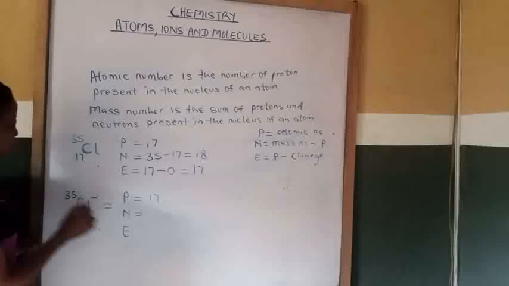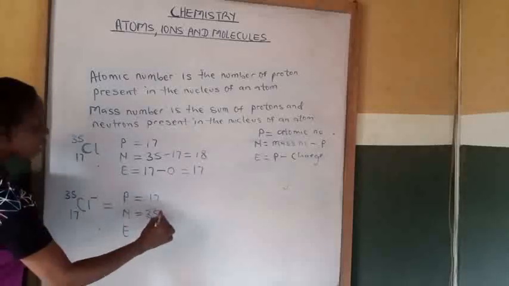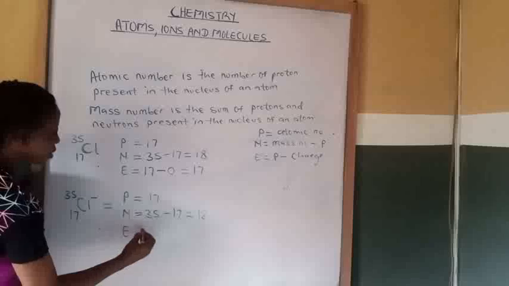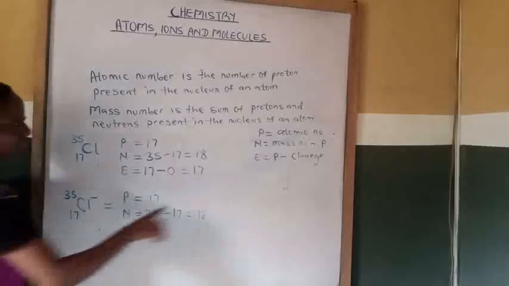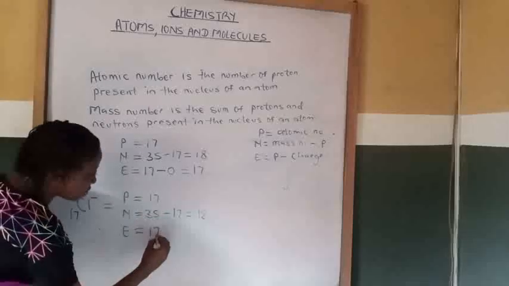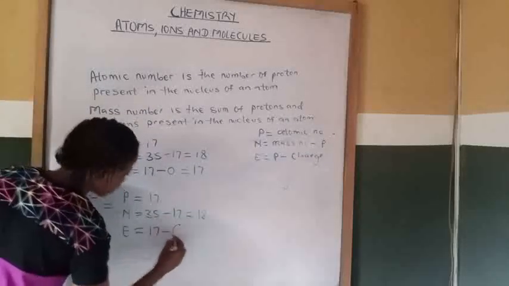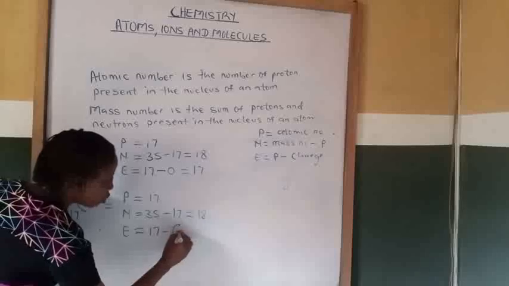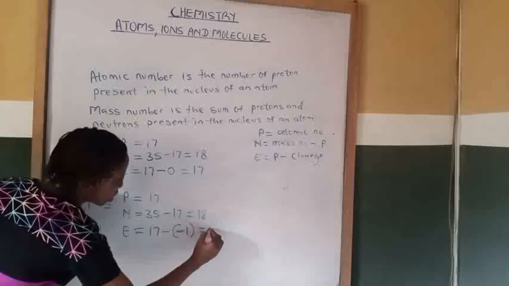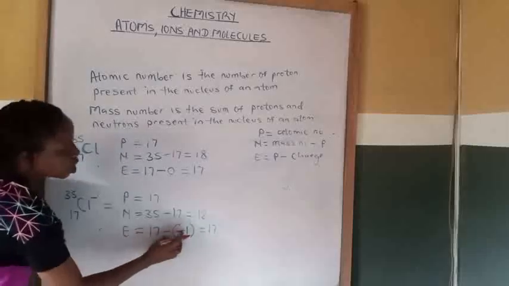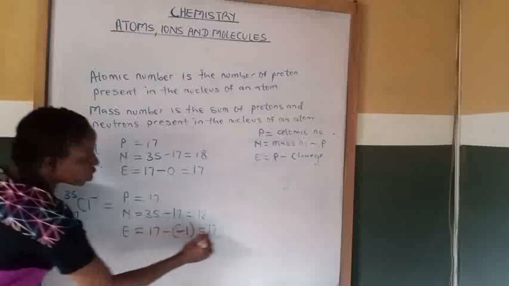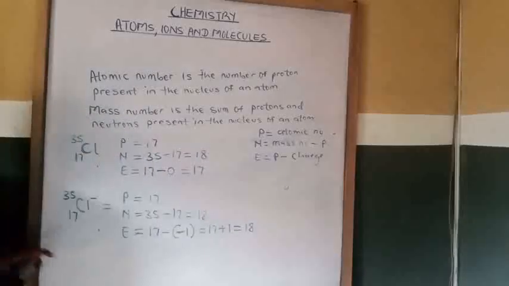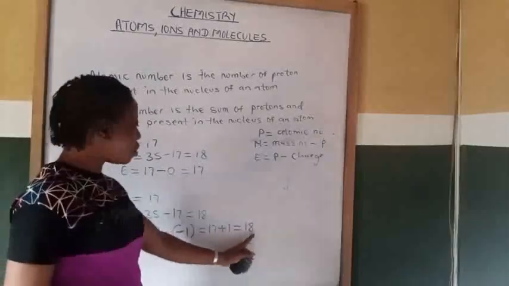The number of neutrons equals the mass number, which is 35, minus the number of protons, which is 17, equal to 18. Then to get the number of electrons, it is the number of protons, which is 17, minus the charge. What's the charge on chlorine? That's minus, which is the same thing as minus 1. Then open the bracket. That is 17, minus times minus will give us plus 1, which is equal to 18. So the number of electrons equals 18.